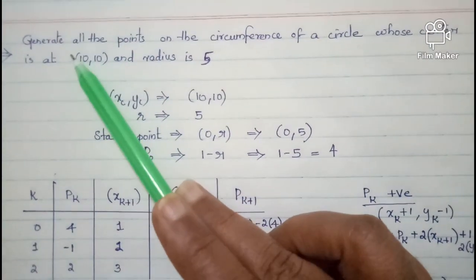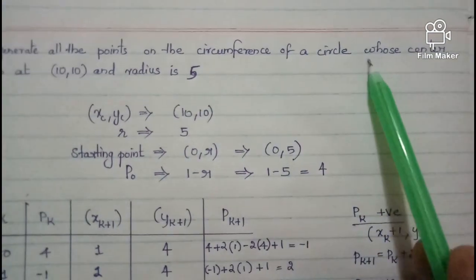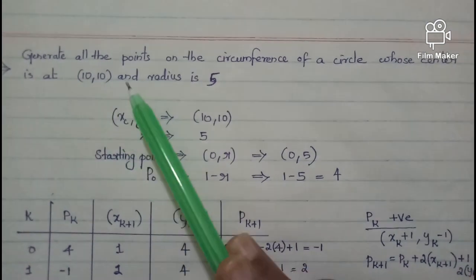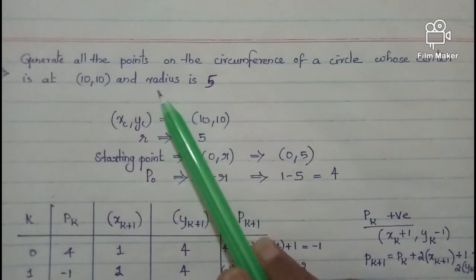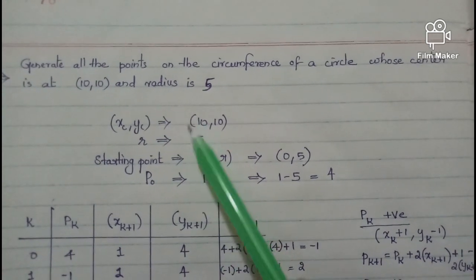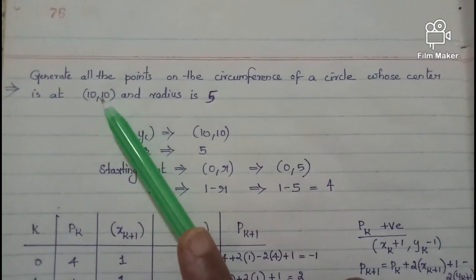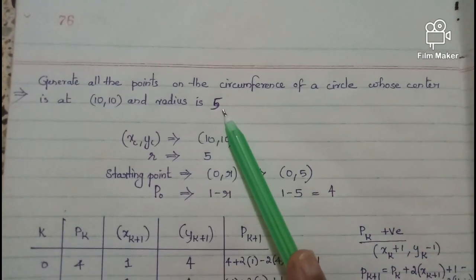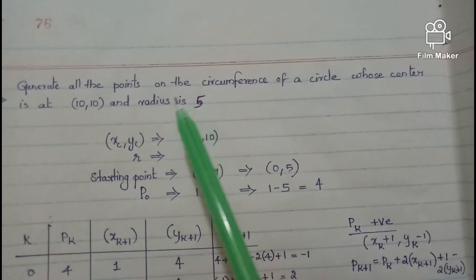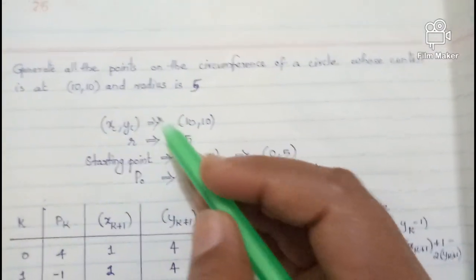Suppose the question is given like this: generate all the points on the circumference of the circle whose center is at 10, 10 and radius is 5. So from this it is clear that you have to plot the circle points along the circumference of the circle, and only two inputs are given to you, that is the center of the circle and the radius. From these two inputs you have to identify all the pixel positions on the boundary of the circle. Clear? So let us start.